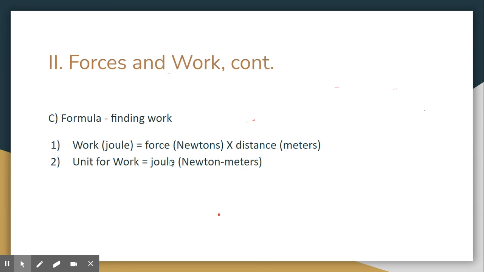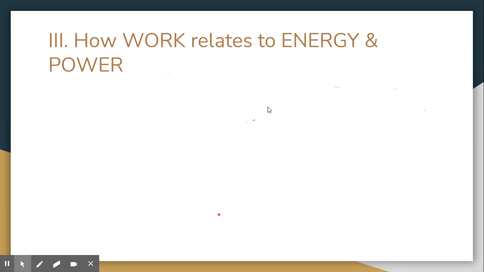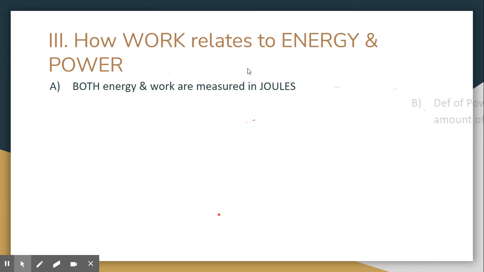Okay, and so a joule is really a newton times a meter, so we call it a newton meter. That's the unit for work. 1 newton meter equals 1 joule. Okay, we've already done those math. So how work relates to energy and power. Both energy and work are measured in joules, okay? So we need to have energy to apply a force to create that motion. Our force and our motion need to be in the same direction to have work, and so we can measure both of these in joules.